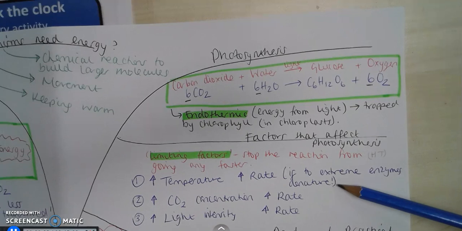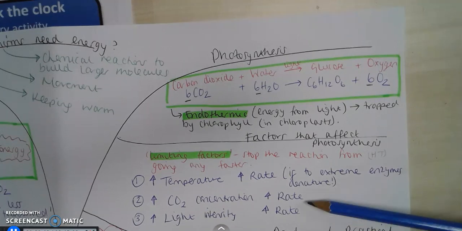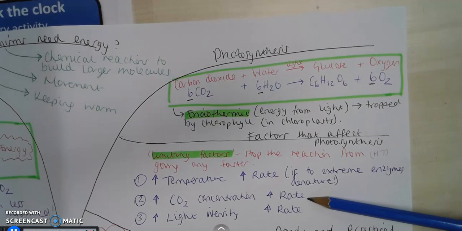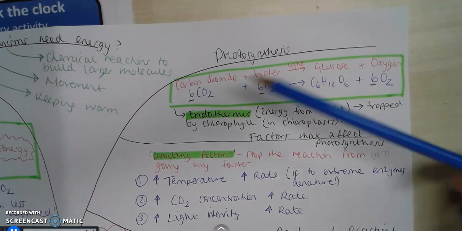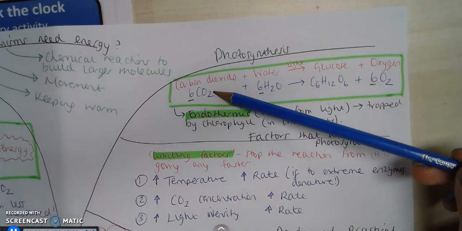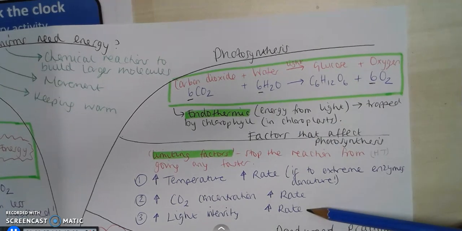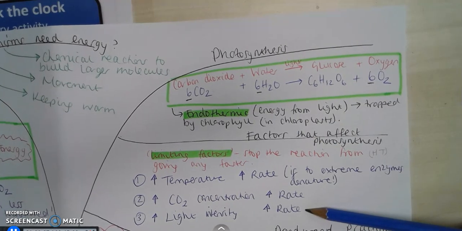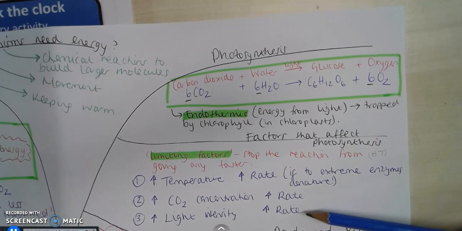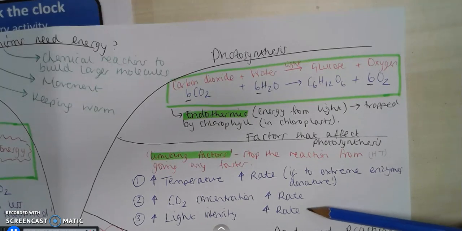Increasing carbon dioxide concentration will increase the rate. Hopefully that's pretty straightforward, based on the fact that carbon dioxide is one of the reactants in the equation. So if you provide more of that, it's going to proceed quicker. Light intensity as well is really important, and if you increase light intensity, it will increase the rate. Okay, so those are the 3 factors, and as a general rule, if you increase any of them, you're going to increase the rate. However, at some point, they could potentially be limiting factors as well.